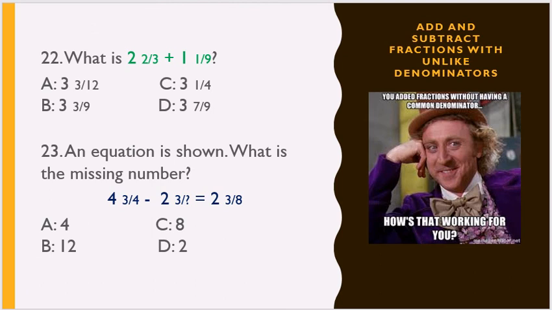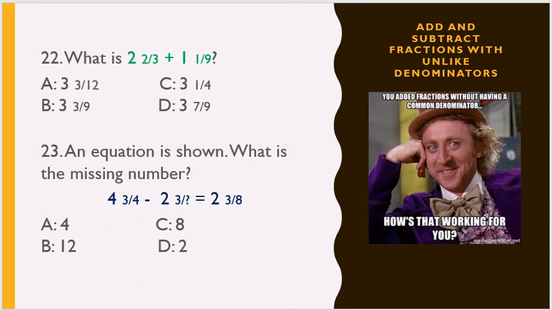What is 2 2/3 plus 1 1/9? A, 3 3/12. B, 3 3/9. C, 3 1/4. Or D, 3 7/9.